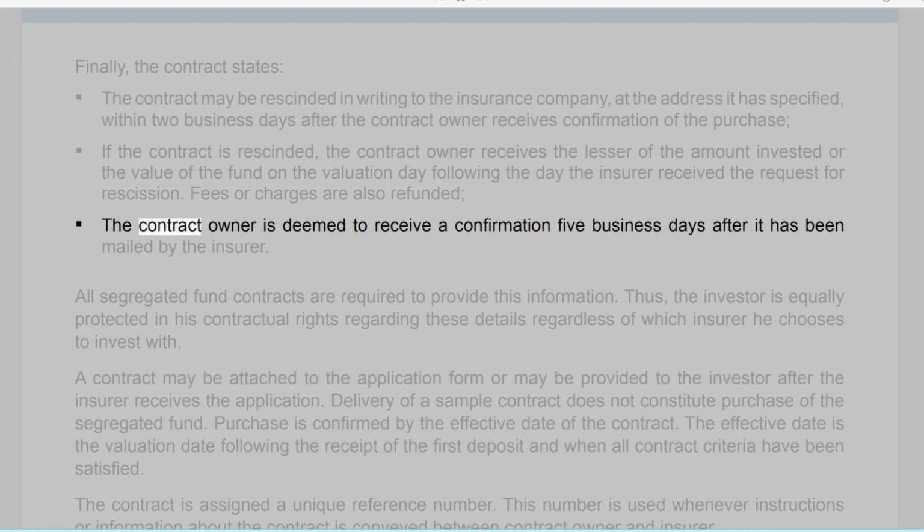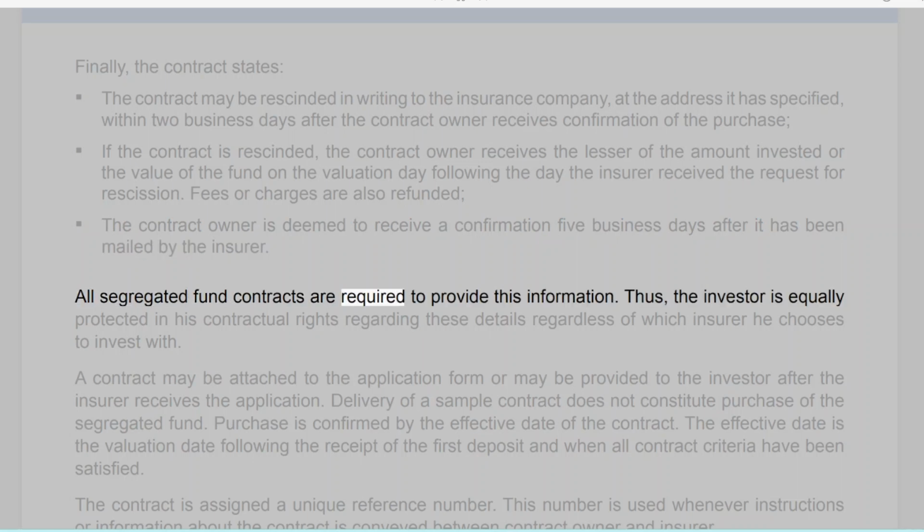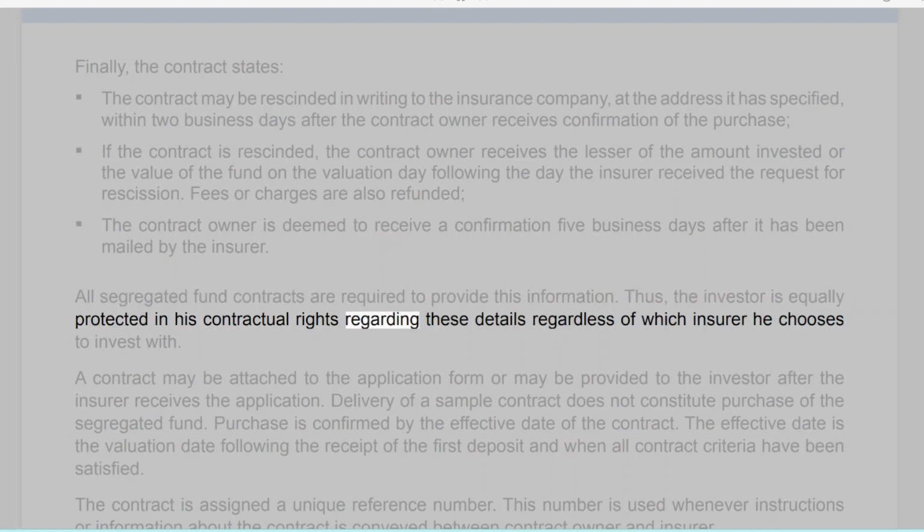The contract owner is deemed to receive a confirmation 5 business days after it has been mailed by the insurer. All segregated fund contracts are required to provide this information. Thus, the investor is equally protected in his contractual rights regarding these details regardless of which insurer he chooses to invest with.